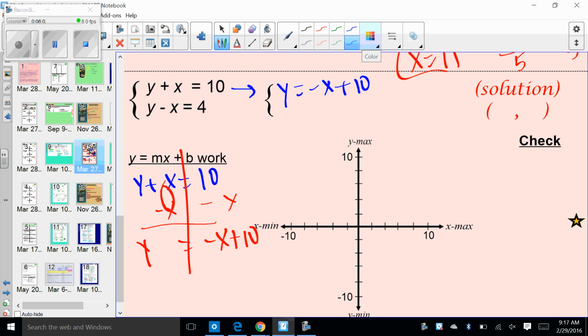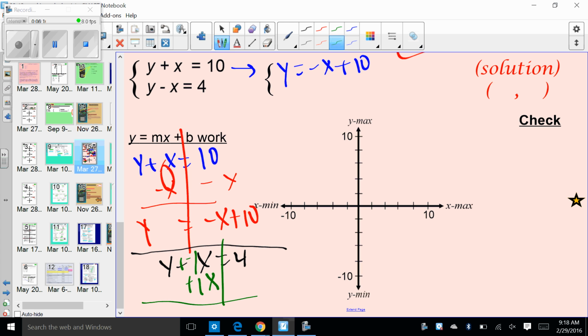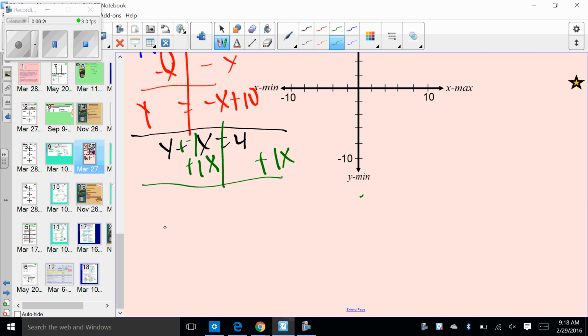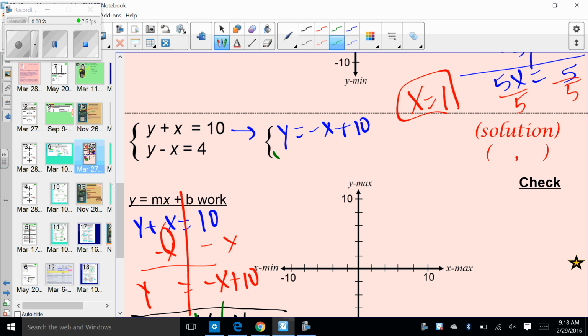And then the next equation. Now I'm kind of out of room, so you maybe are too, but I'm going to try to squeeze it in on the bottom down here. So I have y minus x equals 4. Solving this equation, I'm going to add 1x, copy, paste. So I'm solving this equation for y. We get y equals 1x plus 4. Those are unlike terms, so we cannot combine them. So those are our two equations, both solved for y.